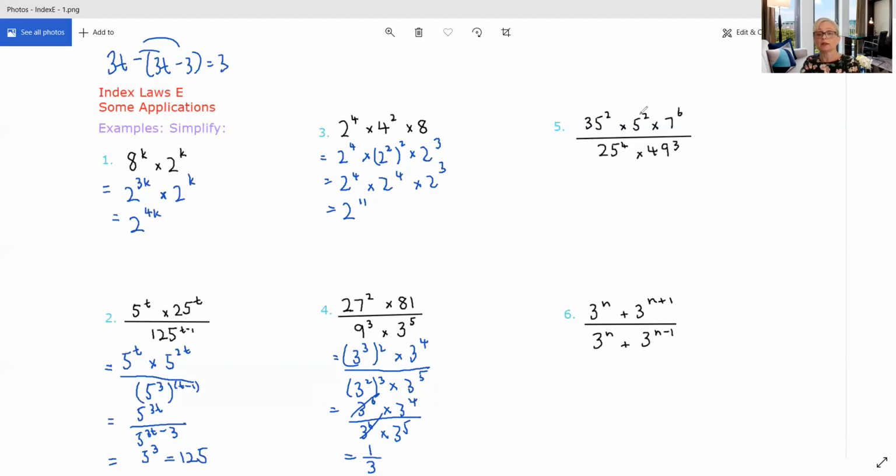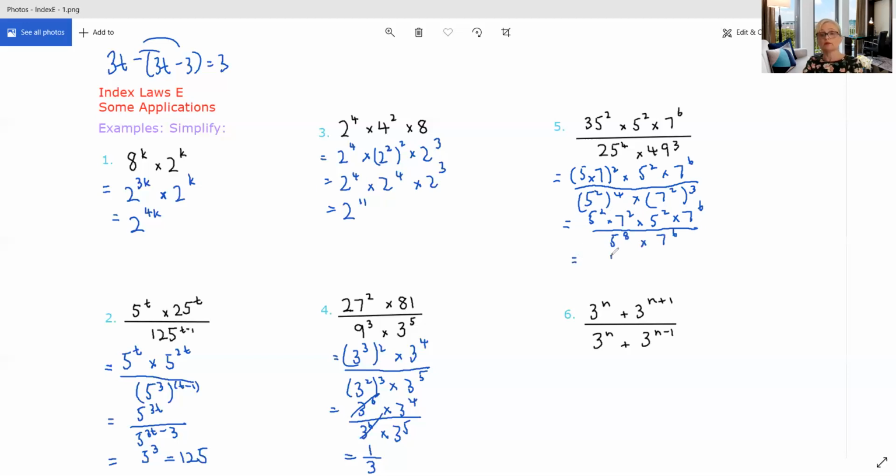This one here is a little bit harder because we have different bases involved. 35 is 5 by 7. 5 is obviously 5 and 7 is obviously 7. 25 is 5 squared and 49 is 7 squared. So here we're obviously working with bases 5 and 7. So we're going to get 5 squared by 7 squared by 5 squared by 7 to the 6th over 5 to the 8 by 7 to the 6th.